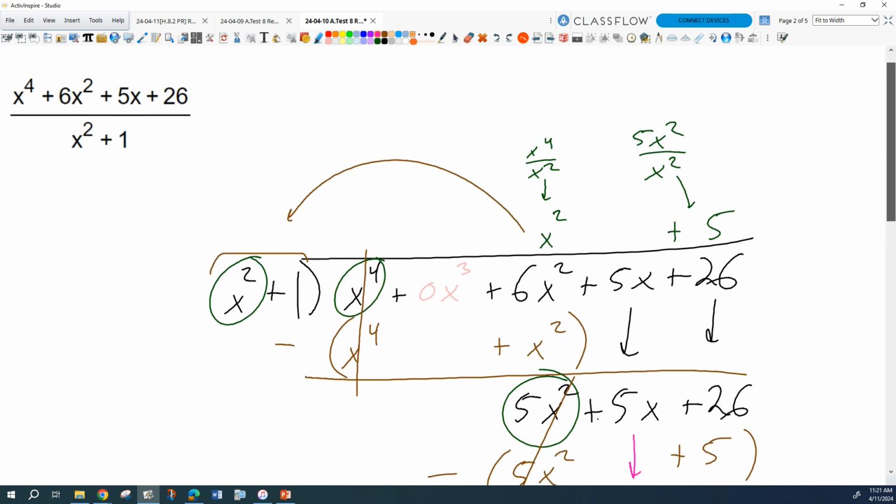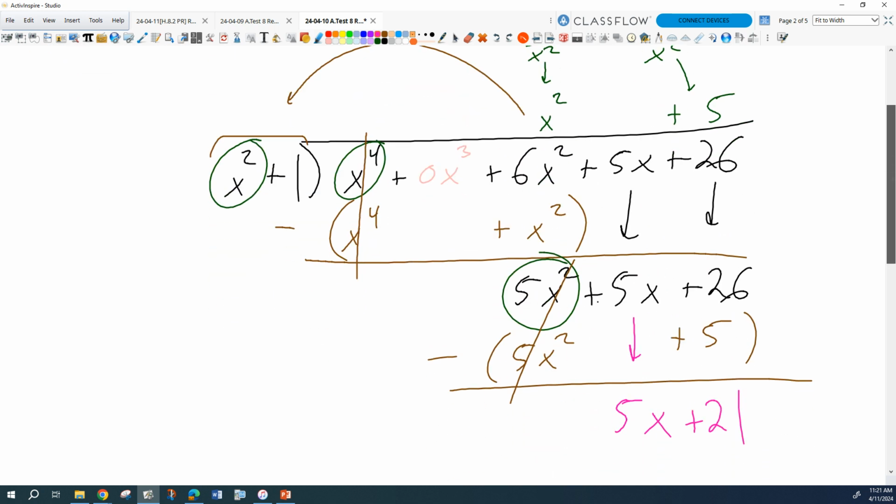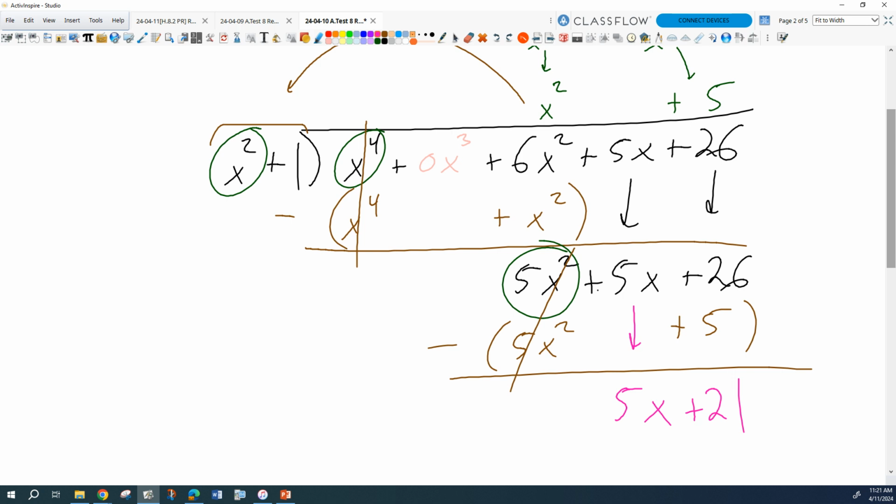And Kendall, do I go again? I don't, you're right. I stop. How do I know that I stop? Exponents are bigger on the outside. Yes. Now the power of x after subtracting is less than the power of x outside. So I can't do that. I'm done. That makes it my remainder.